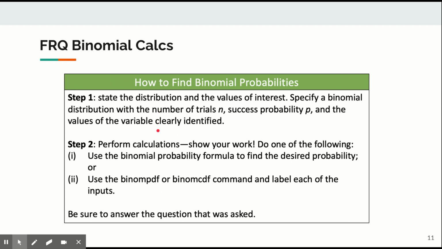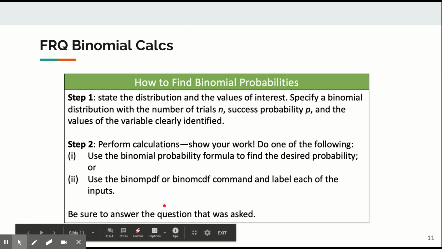Step 2, we want to perform some calculations. We need to show some work. We got to do one of the following: use the binomial probability formula to find the desired probability, or use binomial PDF or binomial CDF and label each of the inputs. Be sure to answer the question that was asked.